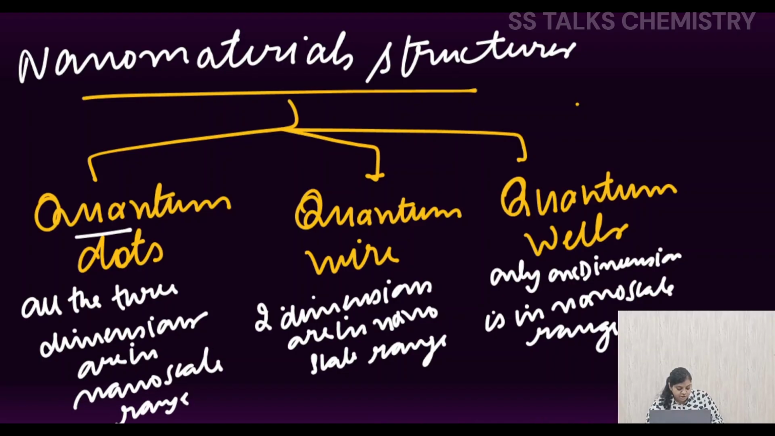If all three dimensions are lying in the nanoscale range, we call this zero dimensional nanoparticles. If one dimension is not confined and two are, this becomes one dimensional nanoparticles. And if only one dimension is in the nanoscale and two are not, this becomes two dimensional nanoparticles. So zero dimensional, one dimensional, two dimensional: broadly we can call them the quantum wells, which are two dimensional, quantum wires, which are one dimensional, and the quantum dots, zero dimensional.